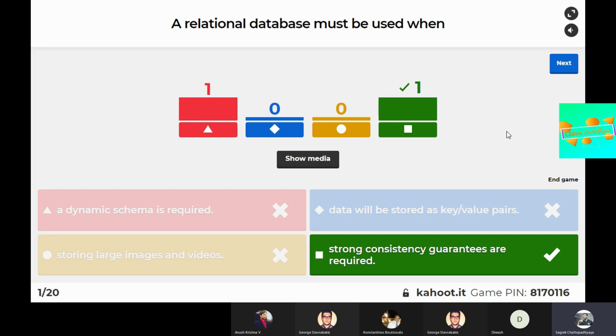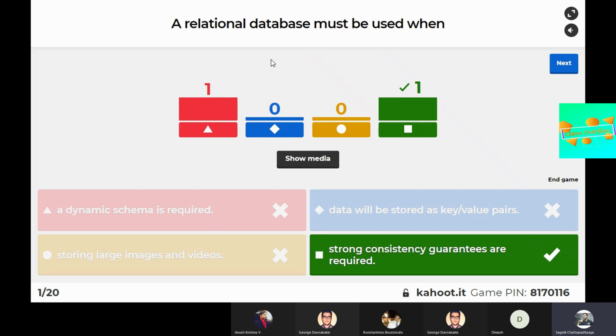Whenever a particular schema or path is not defined for you, and the number of columns is not fixed, then it's semi-structured. In a relational database, we always know that the number of columns is fixed. So it cannot be a dynamic schema. So all of these three got cancelled.